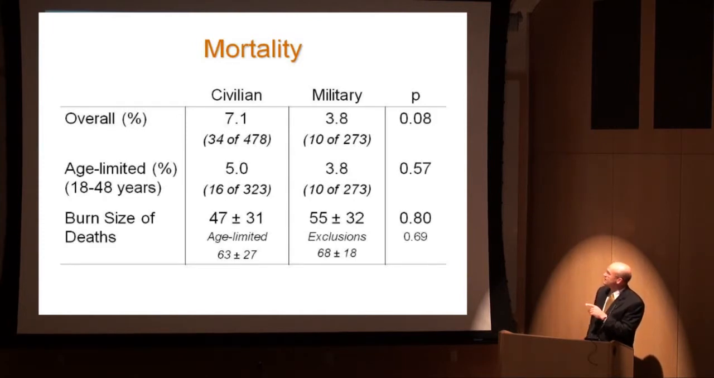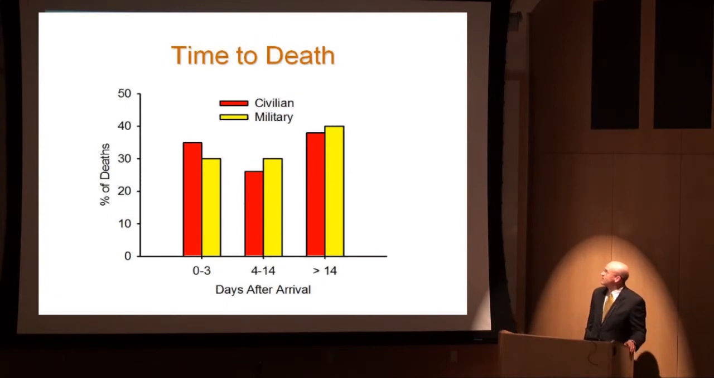And remember that we were seeing old people in our burn center. If you take them out, and why did I say 48 years? Well, that was the oldest military casualty we had. So I said, okay, well, we're just going to take everybody out above 48, and we still find that there's no difference in mortality, and the size of the burns that died was not any different either. And so what that means then is I think we can reject our hypothesis. Time of death was basically the same.